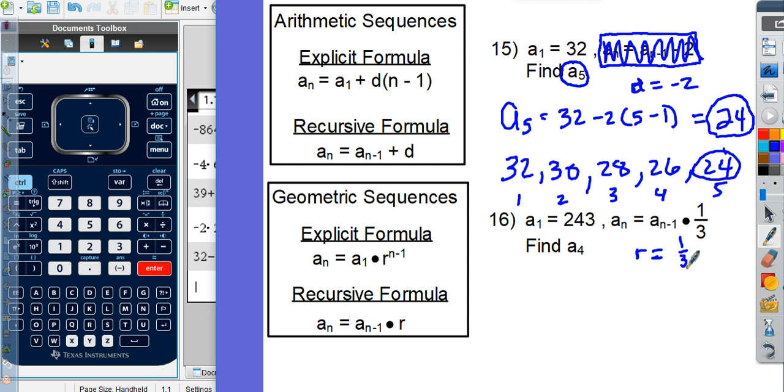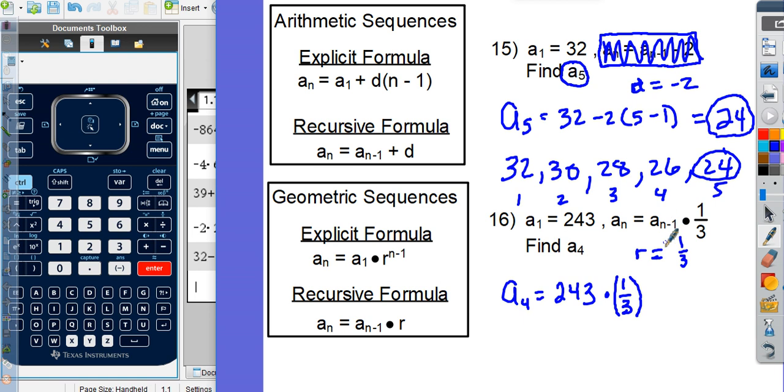And you might say, oh man, I don't think I could do this because I'm not very good with fractions. Well, that's when we have our calculator. So first off, let's do our explicit formula. We're looking for a sub 4. So a1 is 243 times our r, which is 1/3. I'm probably going to put some parentheses right here, since I'm not sure how the calculator will handle the fraction.